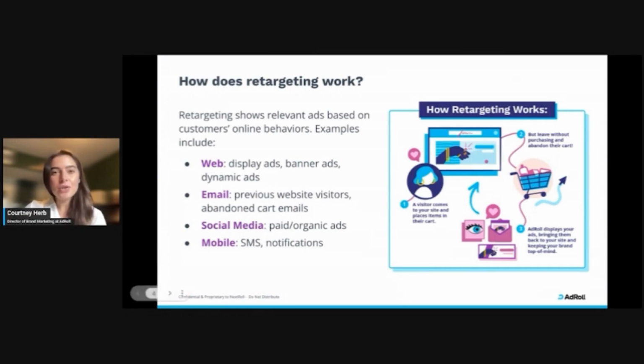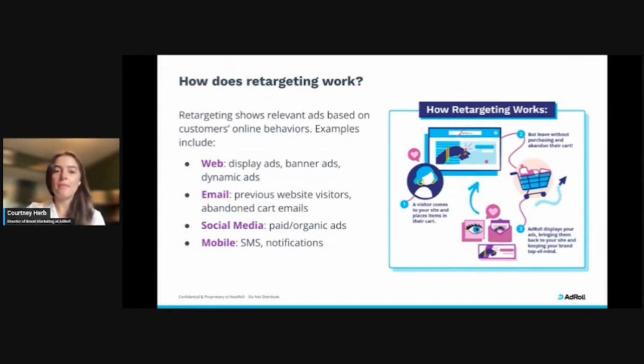There are actually two different forms of retargeting. The first is pixel based, and this relies on first party data or browser data, known as third party cookies, to track digital users' browsing behaviors across your site. And that includes what pages they visit, how long they spend on particular pages, and so on.